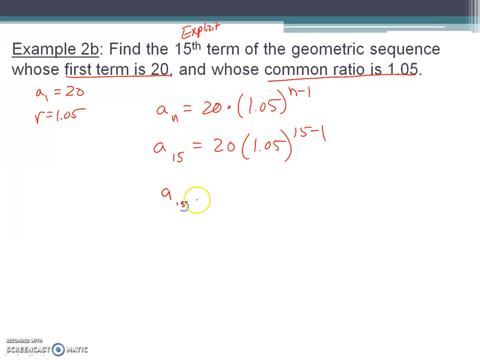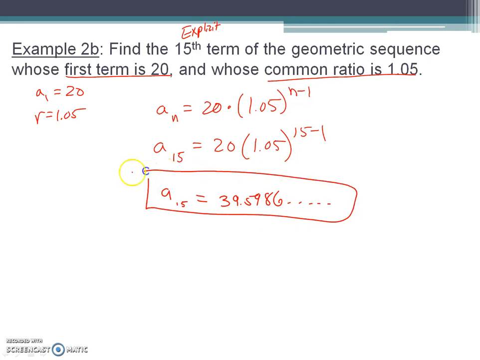So the 15th term of this sequence is 39.5986, etc. And there you have it. It's not specified. You could probably round this to 39.6 or something thereabout. Okay. Let's look at one more.